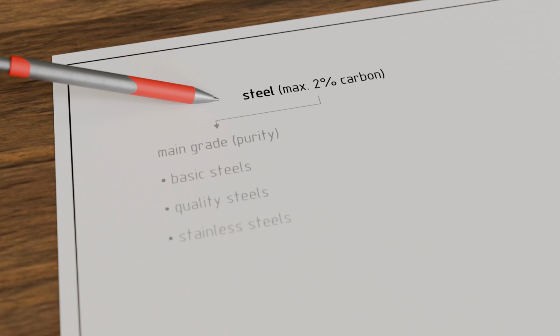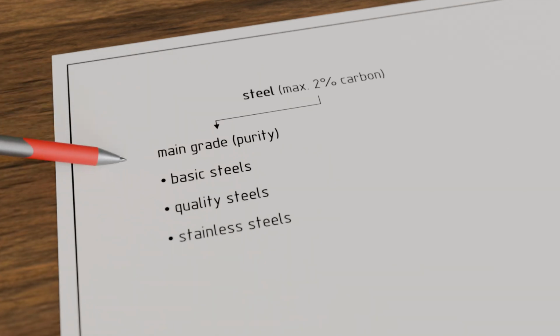An initial classification of steels can be made based on their main grade. The main grade refers to the purity level of a steel. A steel is considered especially pure when it contains as few undesirable accompanying elements as possible. This is particularly relevant for sulfur and phosphorus content, as these elements typically lead to brittleness in steel.